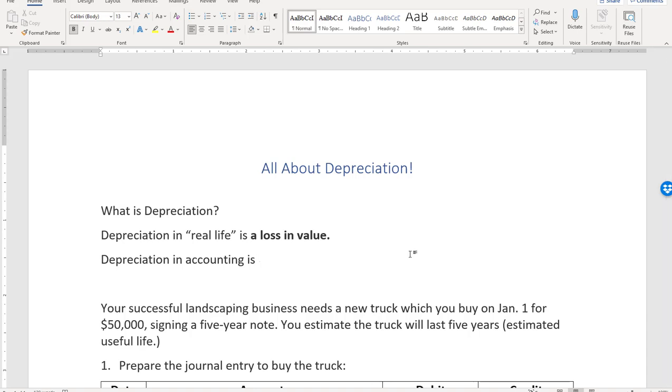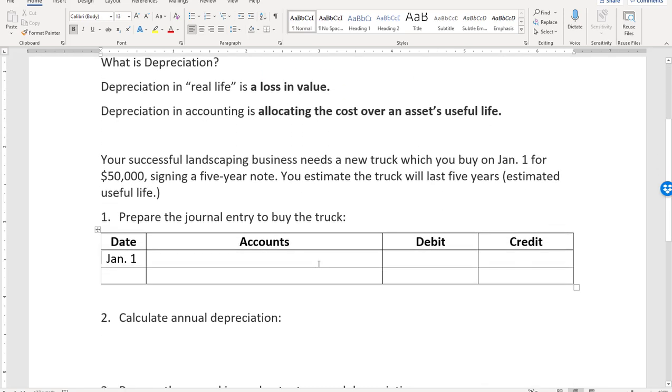Depreciation in accounting is allocating the cost over an asset's useful life. So depreciation in real life, you say something depreciated, that means it went down in value. In accounting, you are allocating the cost of an asset over its useful life. So let's see how this works.